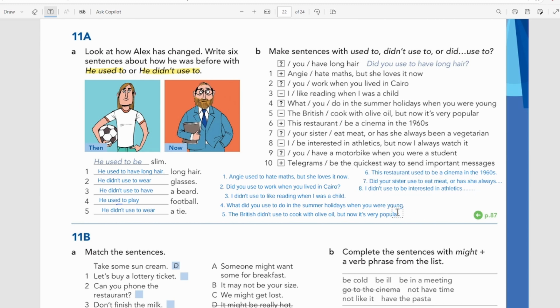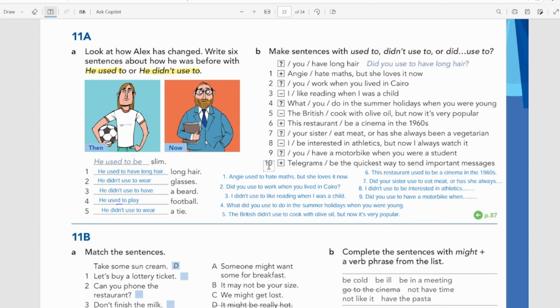Number 9. You have a motorbike when you're a student. So, did you used to have a motorbike? Write it down: did you used to have a motorbike when... The rest will be the same, guys. I don't need to write it down. Did you used to have a motorbike when you were a student?